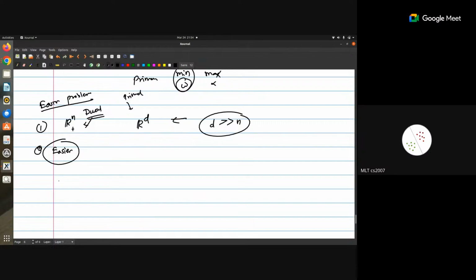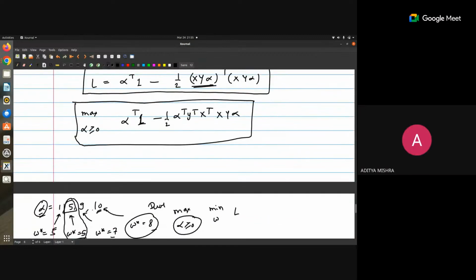What is the third one? The third one is about the kernel. So what does your kernel do generally? There is X transpose X. When you do the kernelized version of it, you find out this kernel, right? This is your kernel.